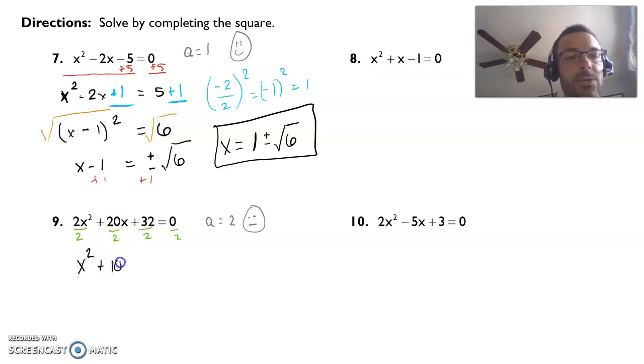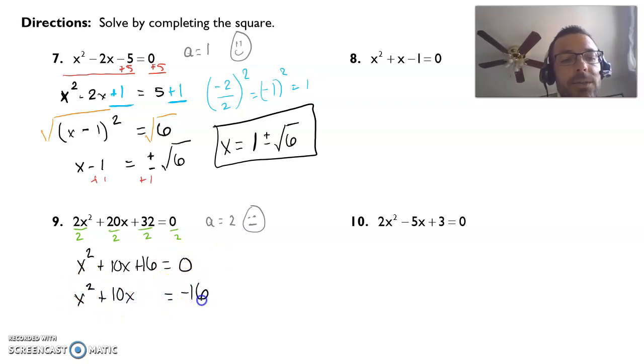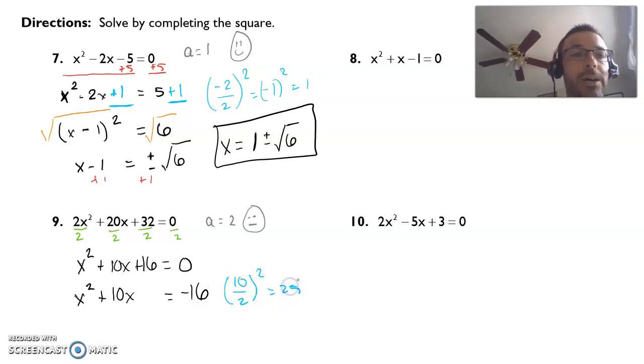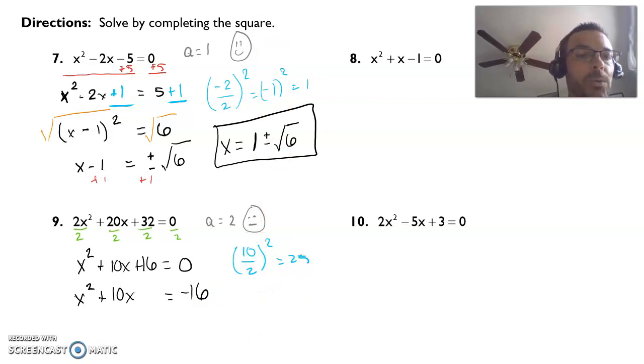Then it's 20 divided by 2, or 10x, plus 16, and it's still equal to 0. Now I can go through the rest of the steps here. I can take my 16 and move it to the opposite side and have x squared plus 10x equals negative 16. I can complete my square by taking the 10 divided by 2 and square it. That's 5 squared, or 25. Give myself a little bit more room there so I can show what I did. So I am going to add 25 to this side, and then add the same 25 to this side.